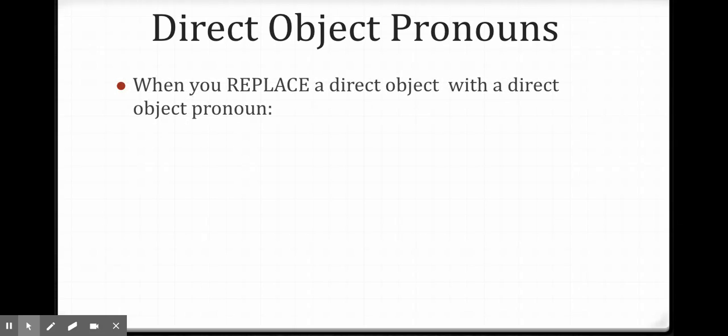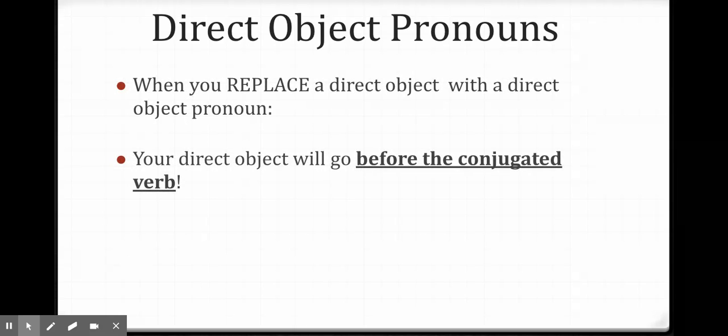So when you replace a direct object with a direct object pronoun, it goes right before the conjugated verb. So the same thing as last chapter. It goes right before the conjugated verb, right after the subject pronoun, right in the middle like a little sandwich.